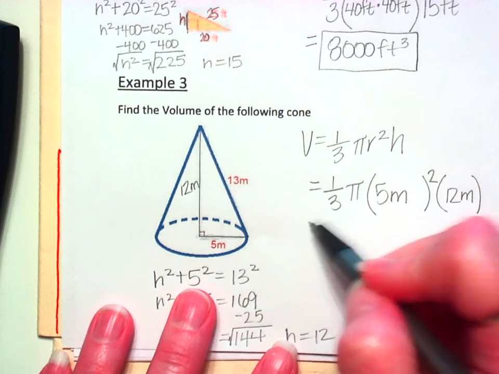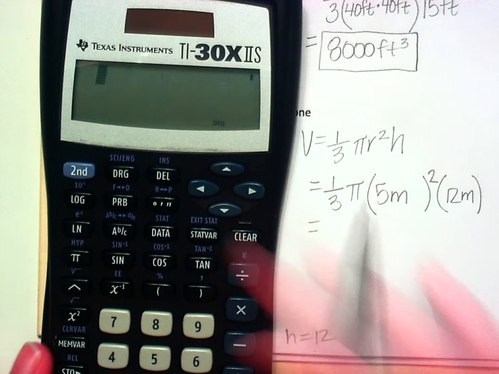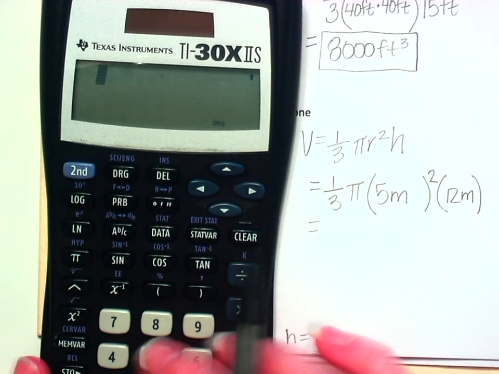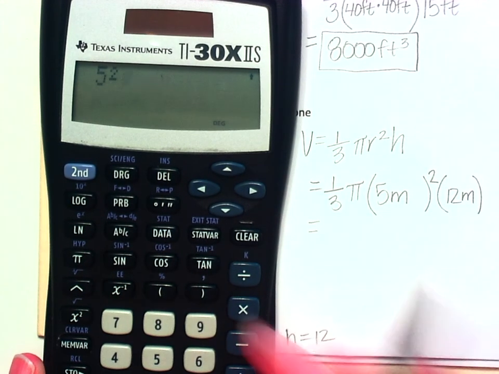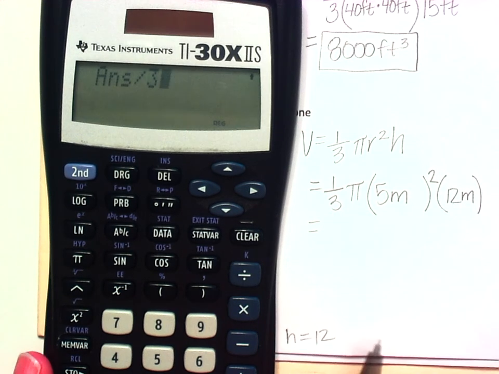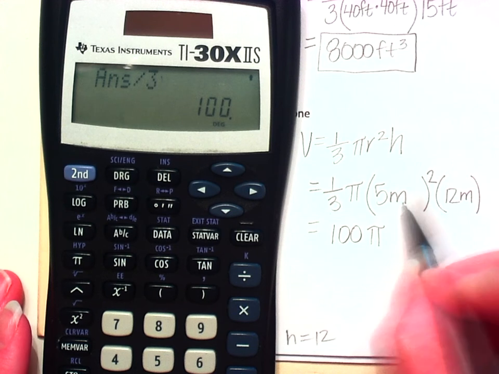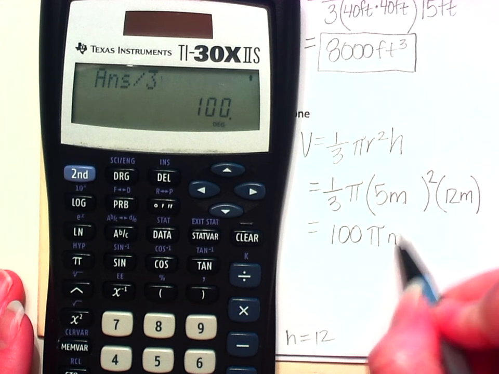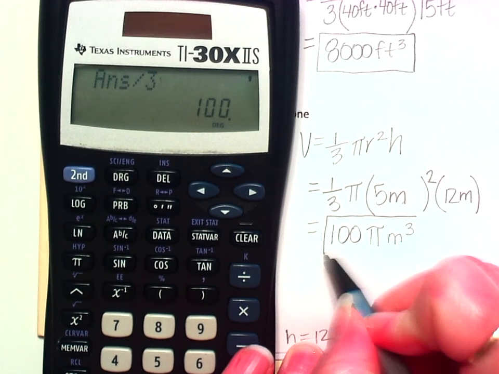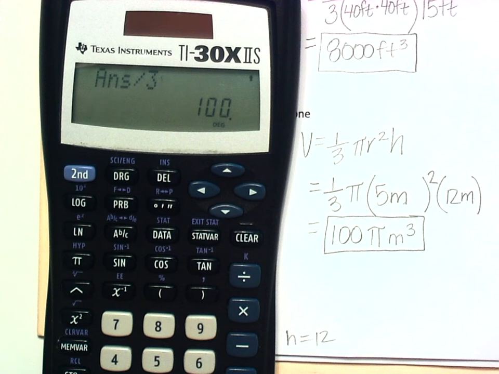Now, in our calculator, we're going to do 5 squared times 12. And we get 300. And then we're going to divide that by 3, so we get 100 pi. Meters squared times another meter would give us meters cubed. All of our units will be cubed because we're talking about volume. Whenever we're doing volume, the units are cubed.